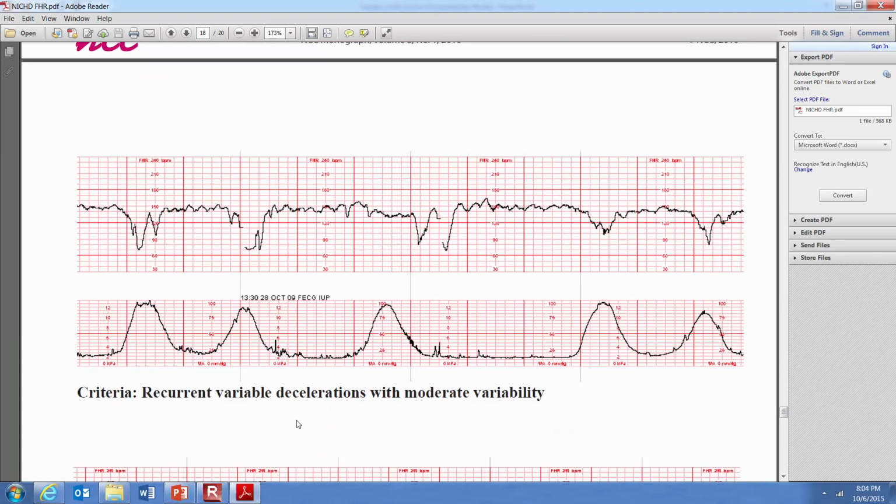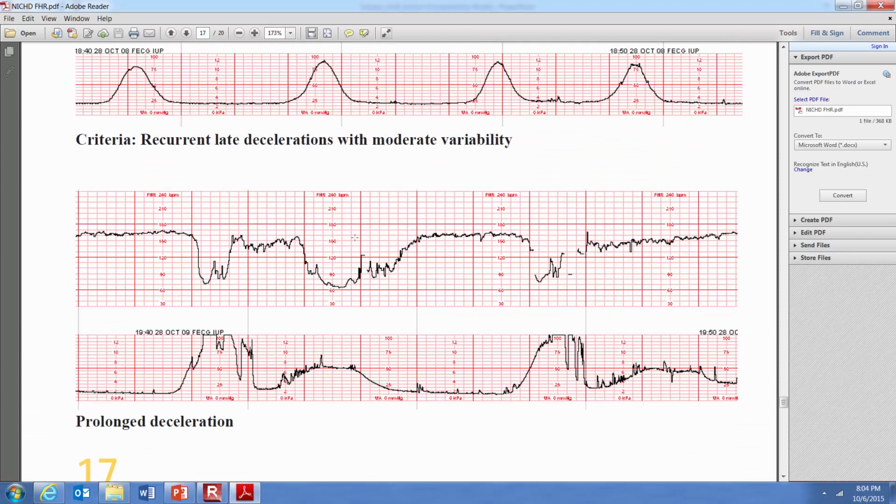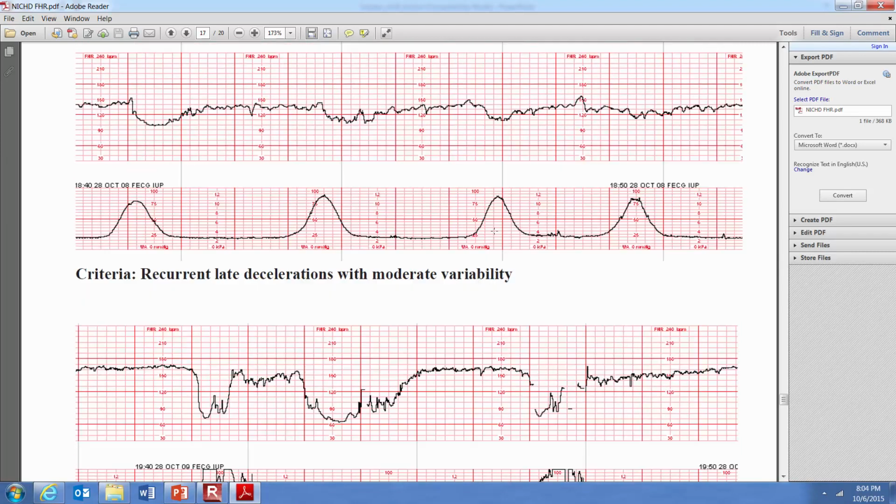All right, here is recurrent variable decels. That means we're having them with at least 50% of our contractions, but again, we don't have absent variability, so we can't go into category 3, so this is category 2. All right, look here. We have prolonged decelerations, we have variable decelerations, we have decelerations with every single contraction, but we don't have absent variability, so we can't be category 3, so we're category 2.